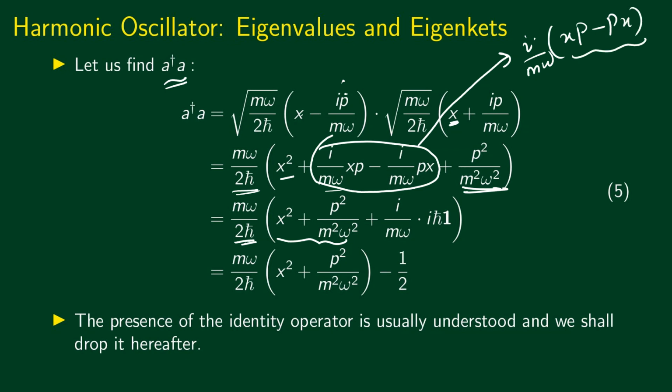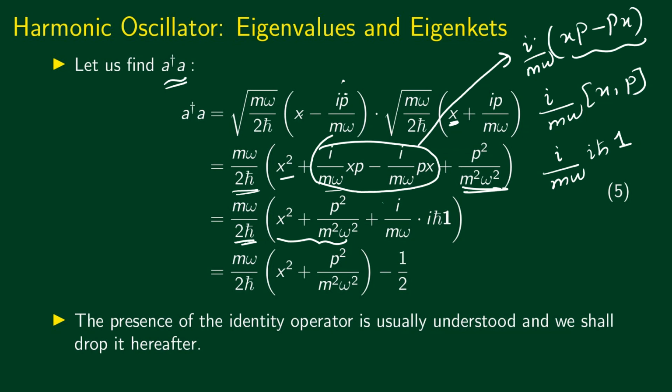And xp minus px is the commutator of x and p. So this is the commutator of x and p. And we know that the commutator of x and p is iħ. Actually, it's iħ multiplied by the identity operator. It's always understood that there's an identity operator here, so we don't have to write it always. That's how this term gives us i divided by mω multiplied by iħ times the identity operator. We shall drop the identity operator hereafter.